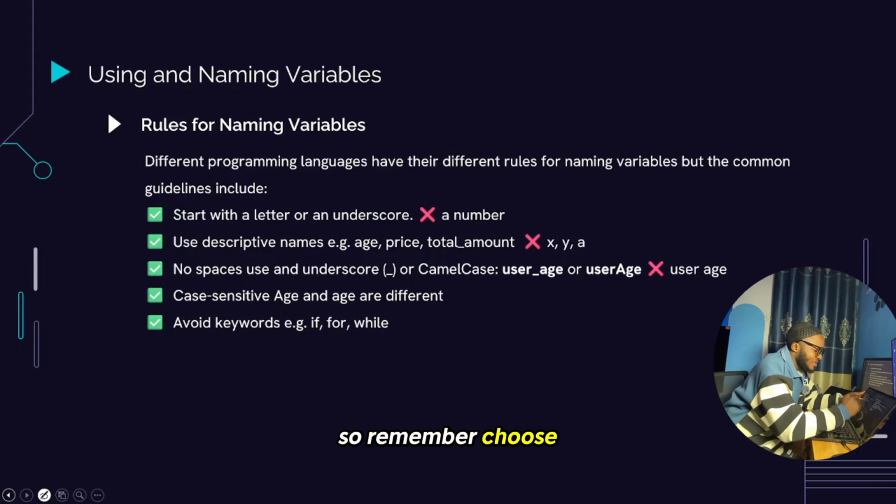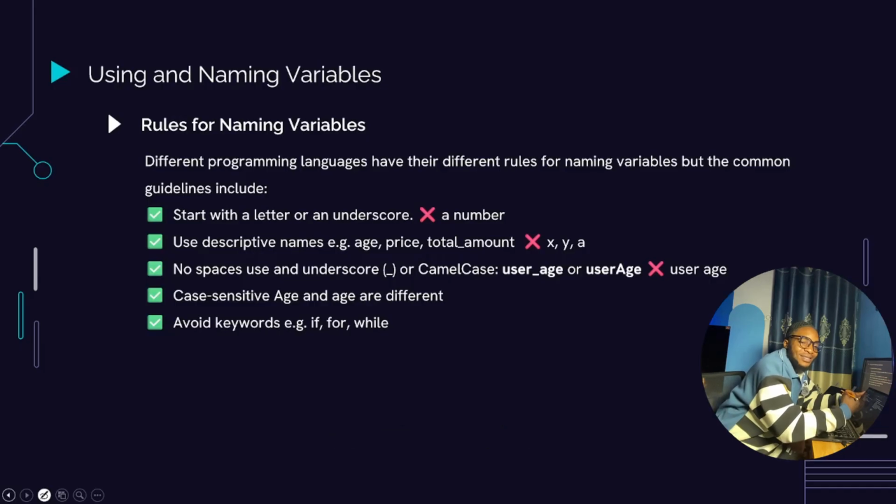So remember, use descriptive names. We have made mention of this so many times. Why should we use descriptive names? Please put it in the comment section. Give us reasons why we should use descriptive names, things like age, price, total amount, instead of X, Y, E. Why? I would love to know.